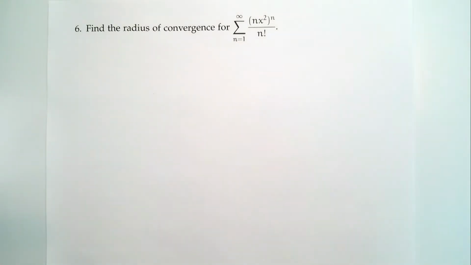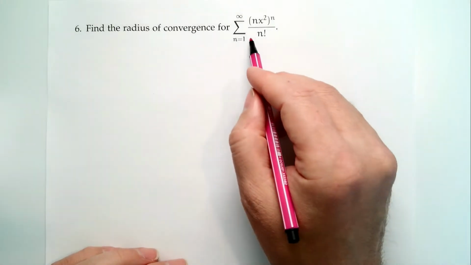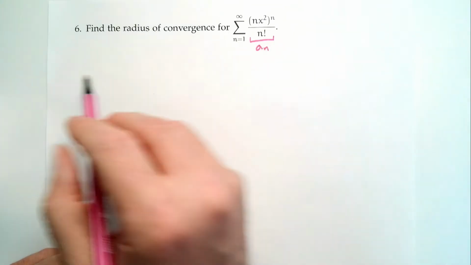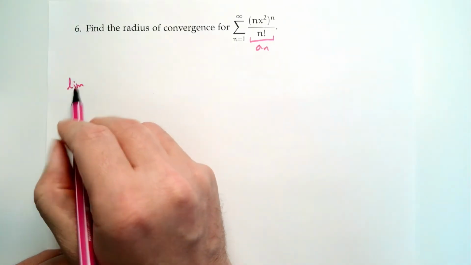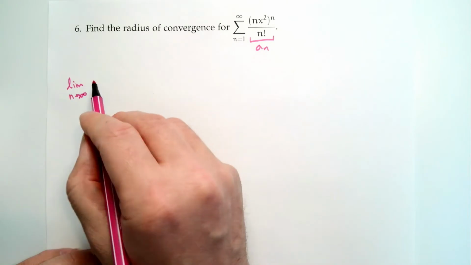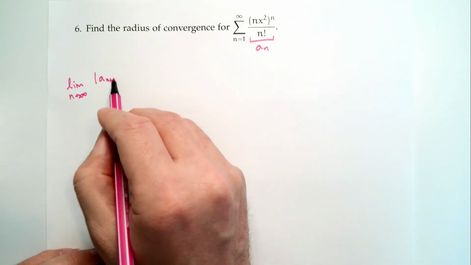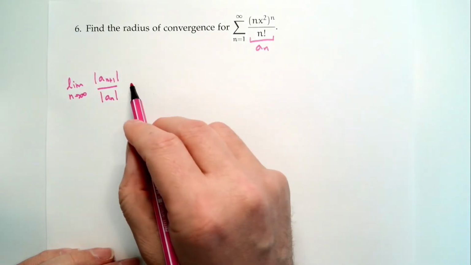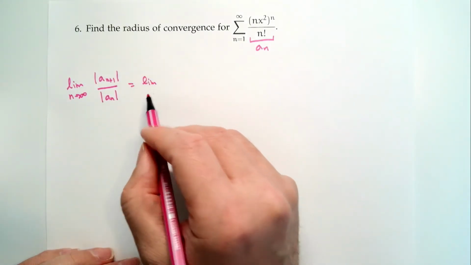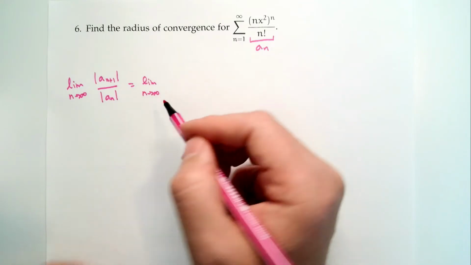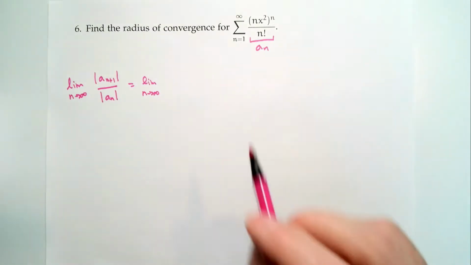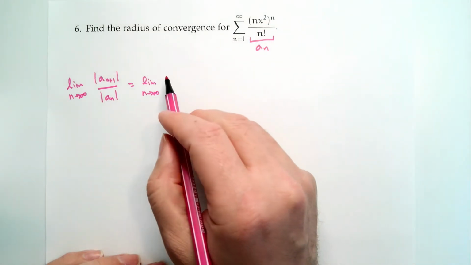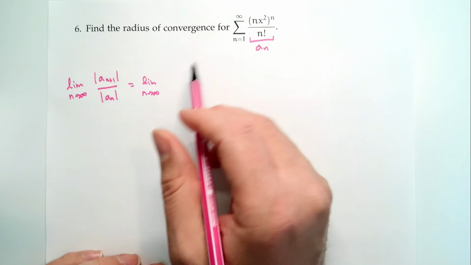All right, so we're going to do a ratio test. Here, this will be our a sub n. So we're going to take the limit as n goes off to infinity of the absolute value of a sub n plus 1 over the absolute value of a sub n. So that's our limit as n heads to infinity of what? Well, everywhere where I see an n, I'm going to put an n plus 1. And then don't forget the absolute value.